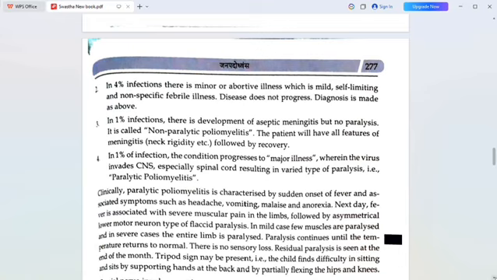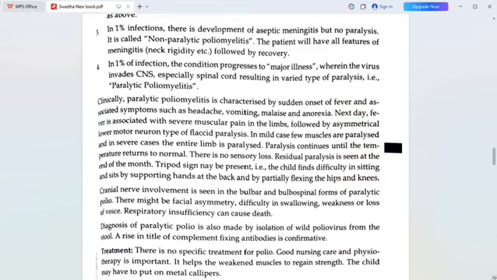Paralysis continues until the temperature returns to normal. So if the temperature rises, the paralysis continues, and if it is normal, then it stops. There is no sensory loss. Residual paralysis is seen at the end of the illness. Tripod sign may be present.